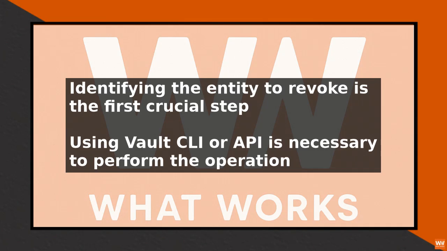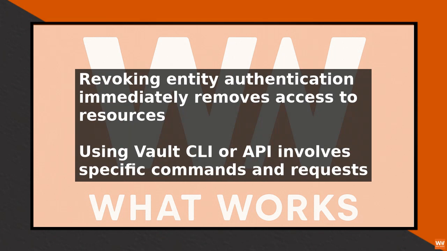Next, you will need to use the Vault CLI or API to revoke the entity's authentication. Using the Vault CLI, you can run the command vault aws revoke entity, followed by the entity ID or name. For example, if you want to revoke the authentication of a user with the ID user123, you would run the command vault aws revoke entity user123.